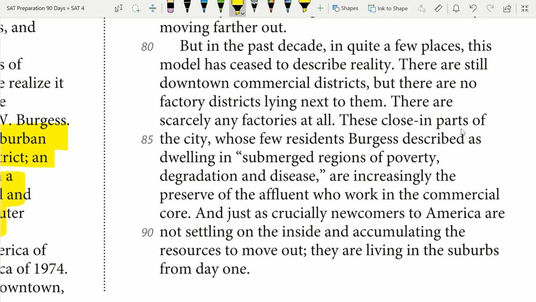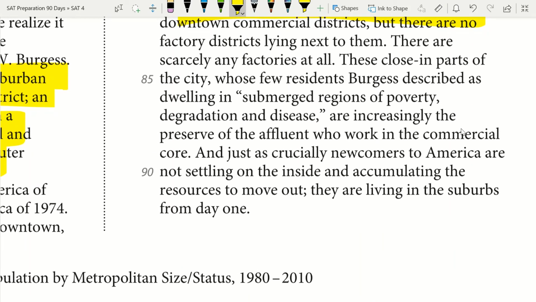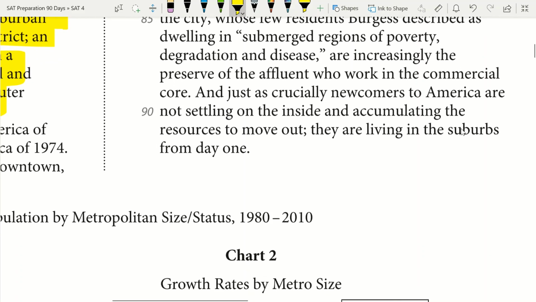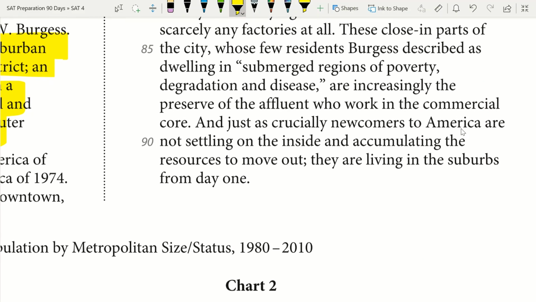There are still downtown business districts, but there are no factory districts lying next to them. There are scarcely any factories at all. These close-in parts of the city, whose few residents Burgess described as dwelling in submerged regions of poverty, degradation, and disease, are increasingly the preserve of the affluent who work in the commercial core, and just as crucially, newcomers to America are not settling on the inside and accumulating resources to move out. They are living in the suburbs from day one.